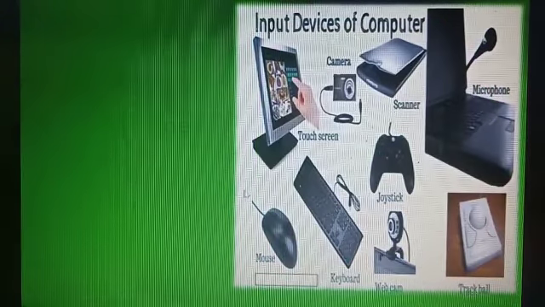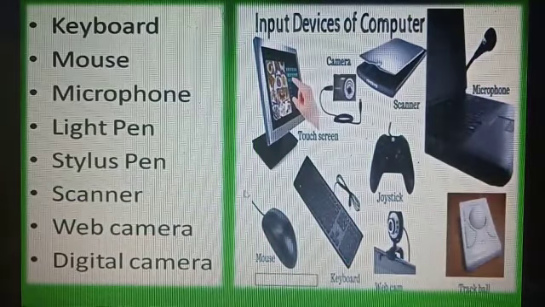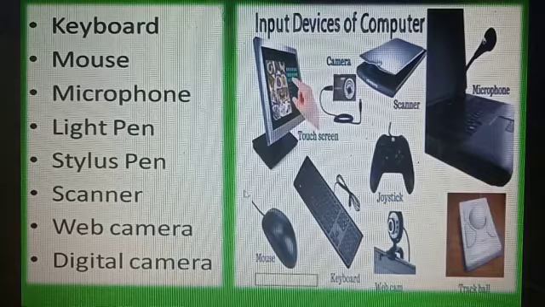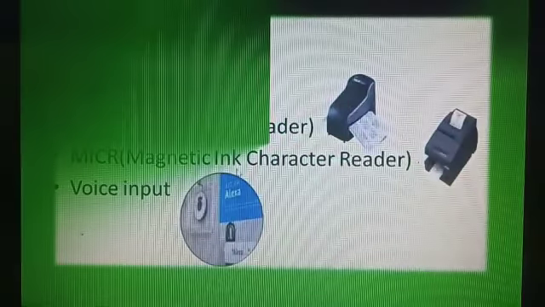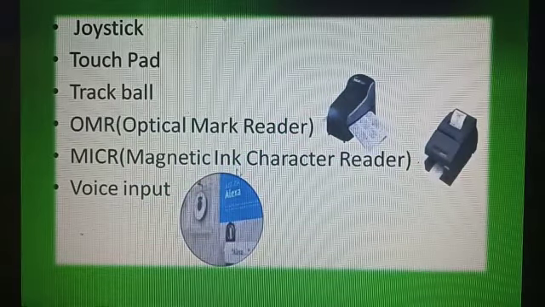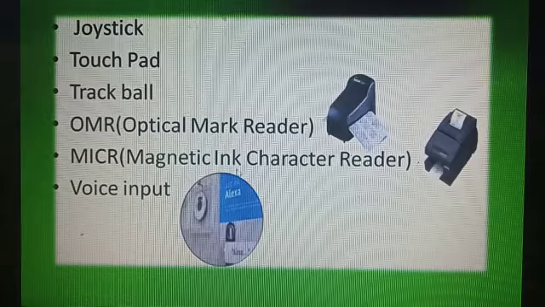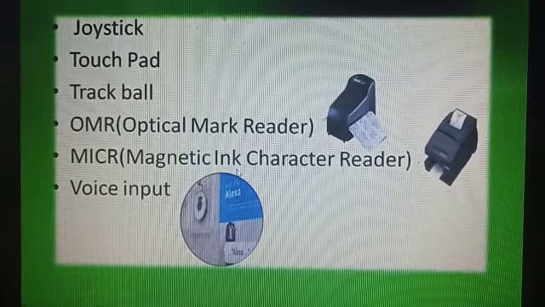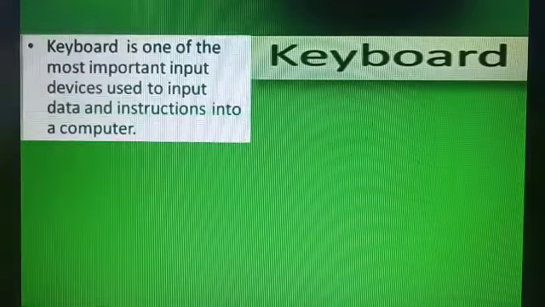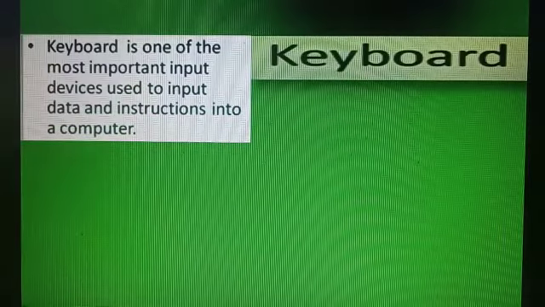Now you can see the input devices of a computer: keyboard, mouse, microphone, light pen, stylus pen, scanner, web camera, digital camera, joystick, touchpad, trackball, OMR, MICR and voice input. We study them step by step. First we study the keyboard. All of you know very well what a keyboard is, still you have to study.